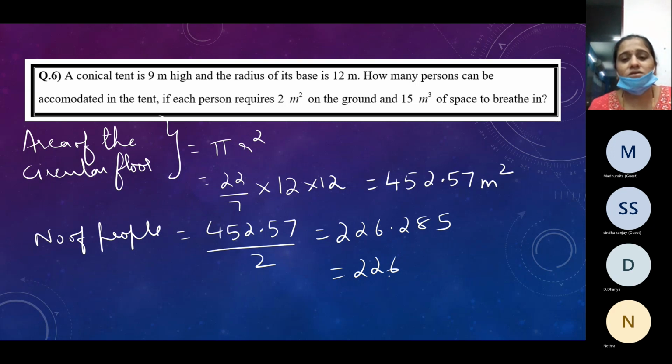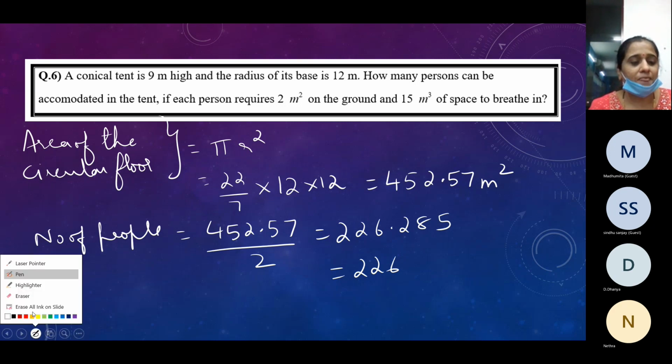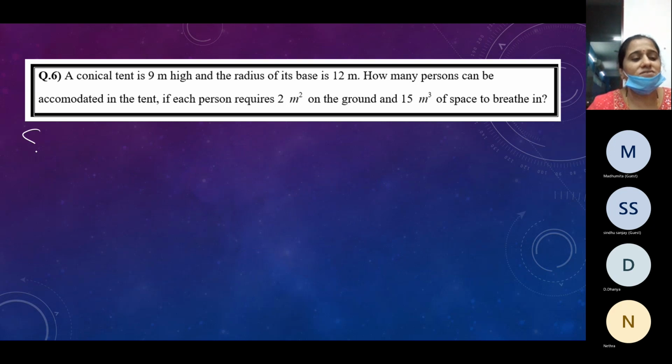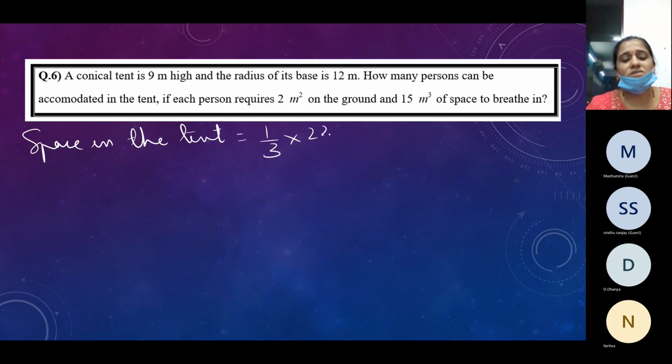Now we have to find the space in the tent. What is the space in the tent? 1 by 3 pi r square h. Remember this 226, okay? Now, space in the tent is equal to 1 by 3 pi r square h. 1 by 3 pi into r square, 12 into 12 into h, 9.